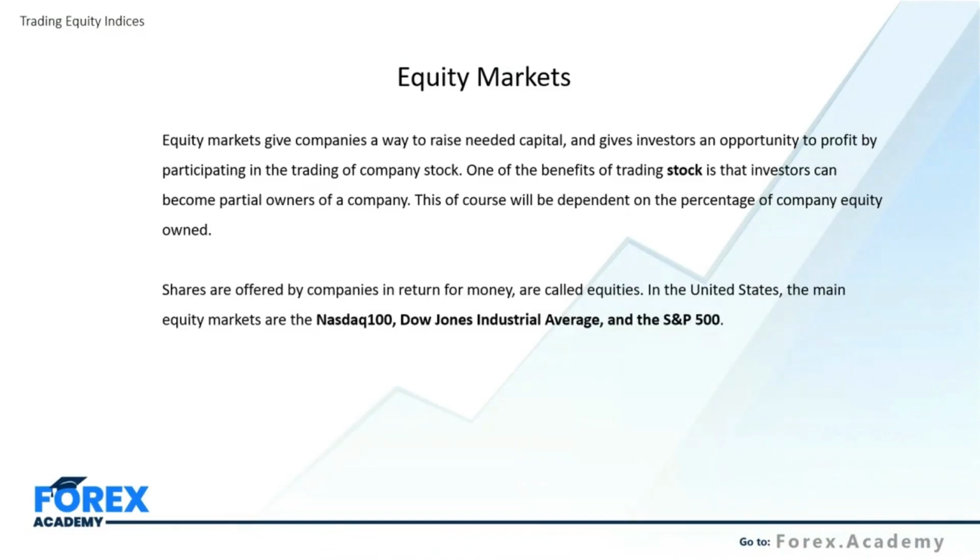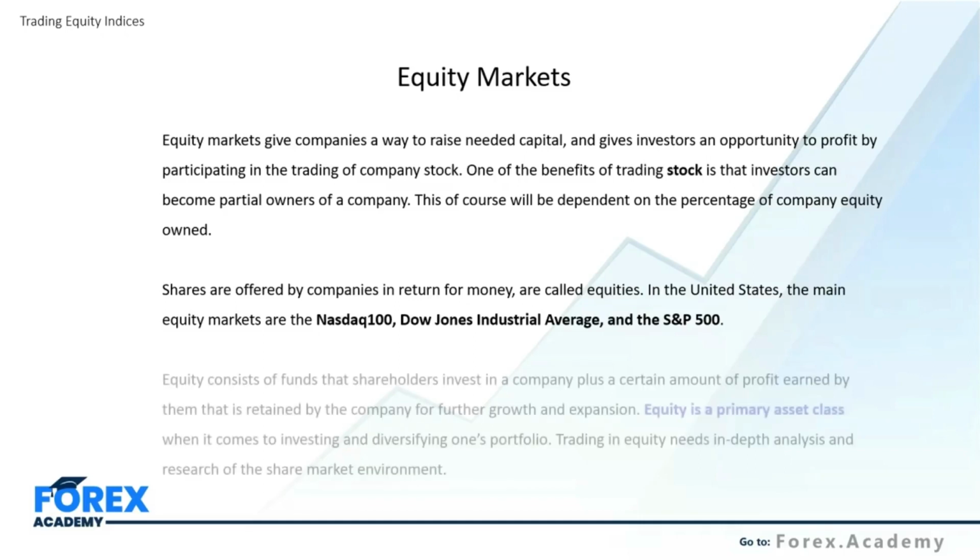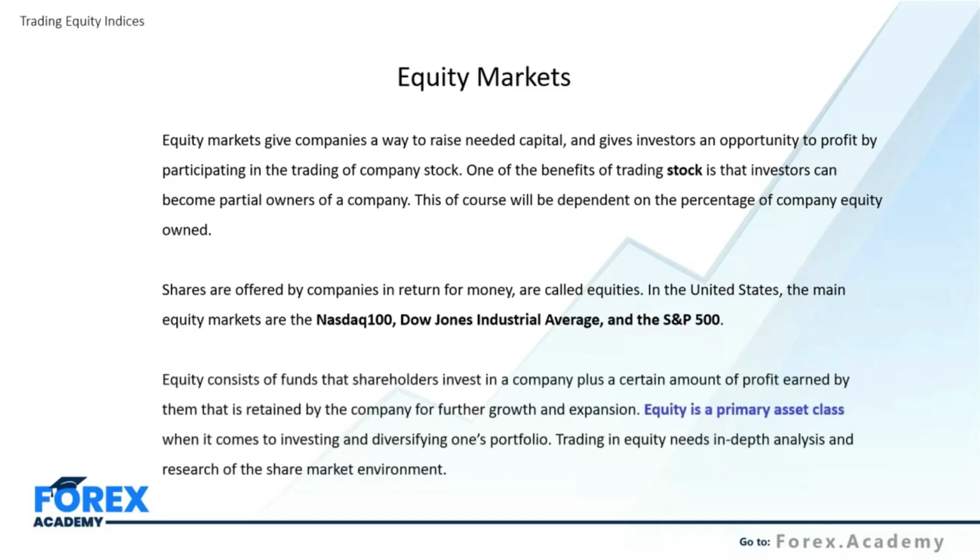In the United States, the main equity indices or markets are the NASDAQ 100, that's the tech-heavy index, the Dow Jones Industrial Average, and the S&P 500. Equity consists of funds that shareholders invest in a company, plus a certain amount of profit earned by them that is retained by the company for further growth and expansion. Equity is a primary asset class when it comes to investing and diversifying one's portfolio.